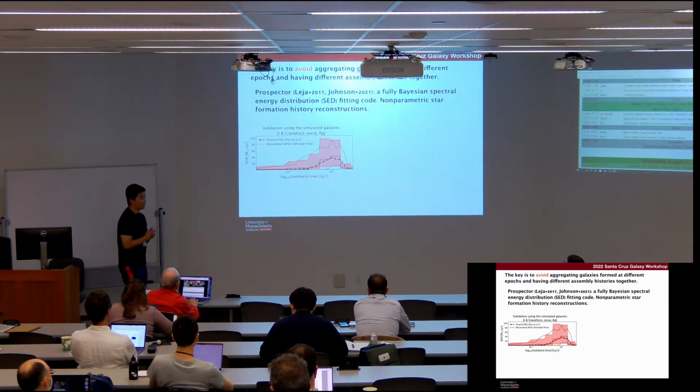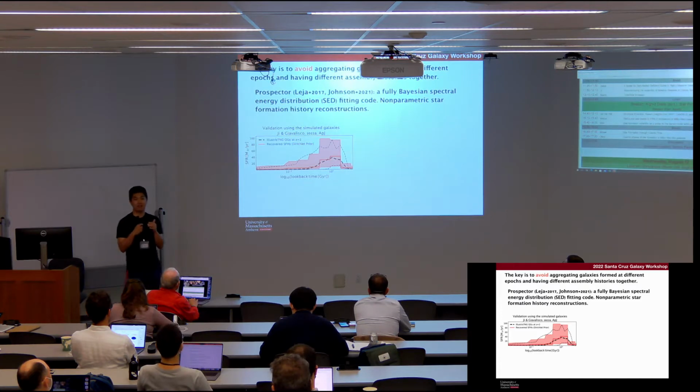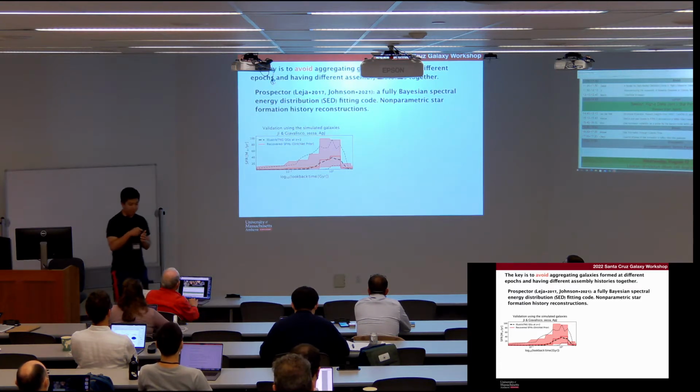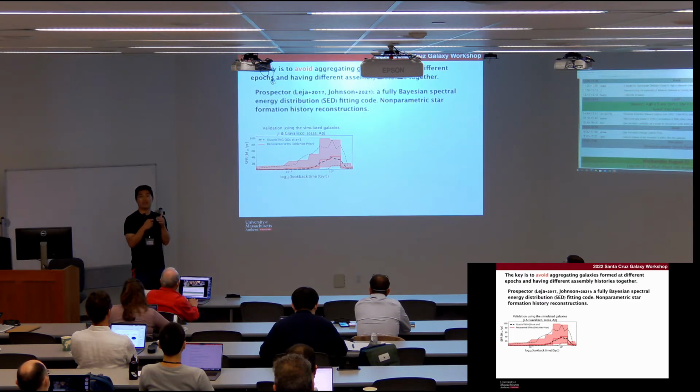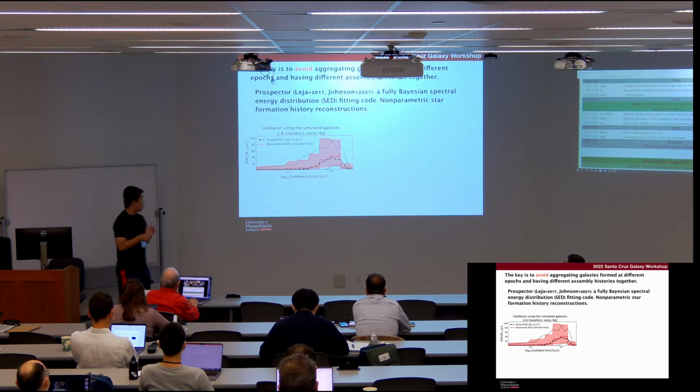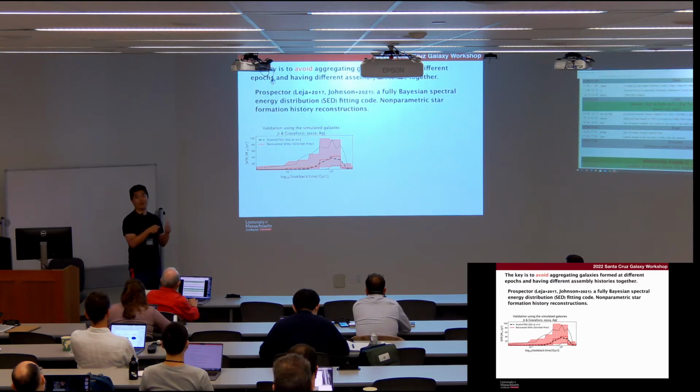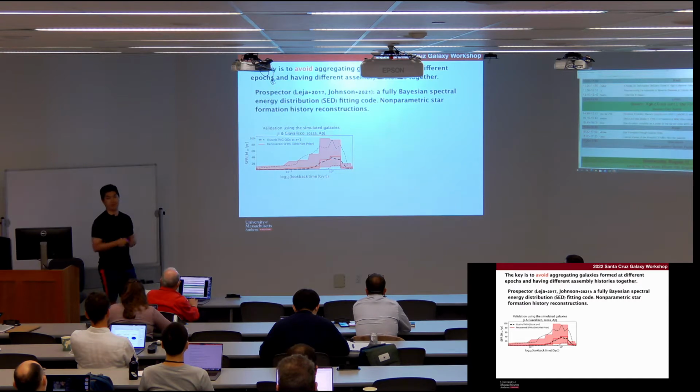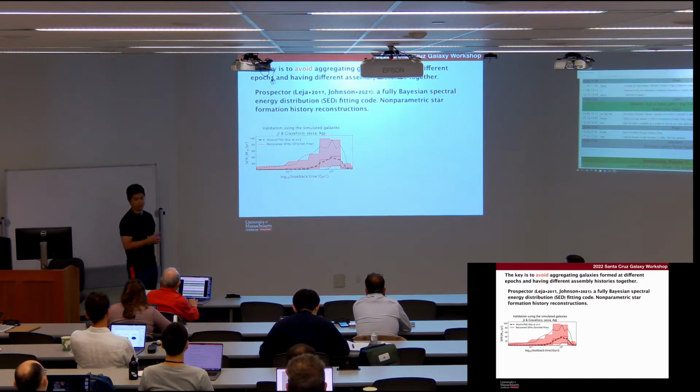So just to show you some tests we have done to test the robustness of the reconstruction, here I'm using synthetic observations that were generated for redshift 2 galaxies from the TNG simulation, where the black curve shows the true star formation history, and the red curve shows the one recovered from Prospector.